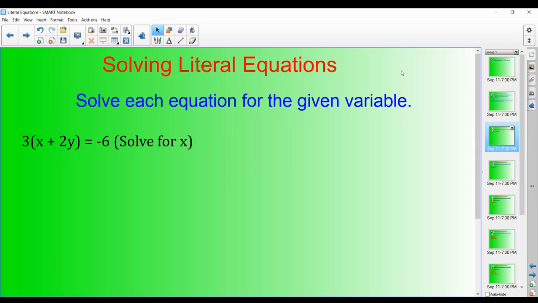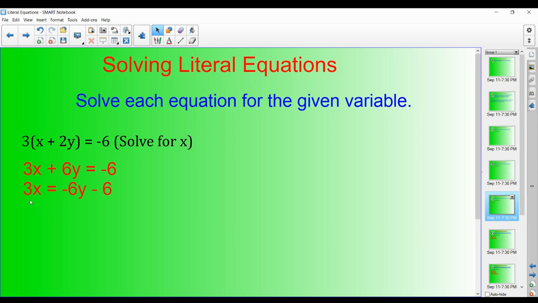So in this problem, it says solve for x, get x by itself. And we're going to talk about two different ways that we can do this. So the first way I see is let's distribute the 3 to get rid of the parentheses. So I get 3x plus 6y equals negative 6. And now since x is on the left side of the equation, the y's have to move over to the right side. So what I'm going to do is subtract 6y from both sides. And I get 3x equals negative 6y minus 6.